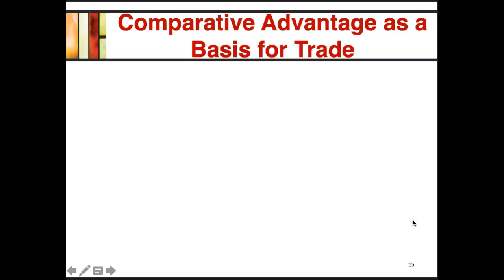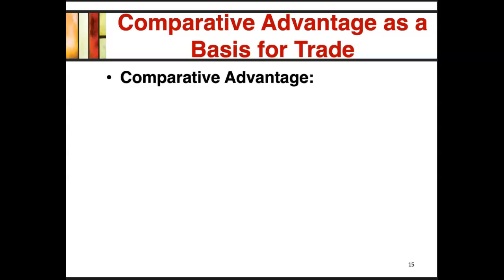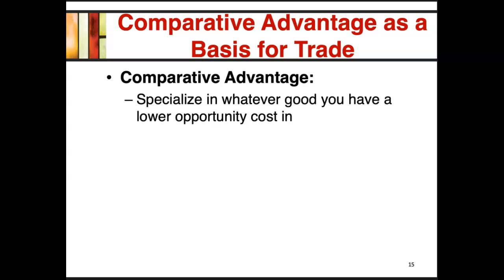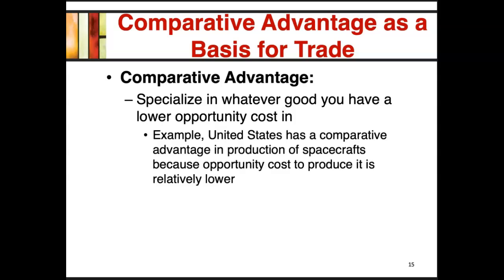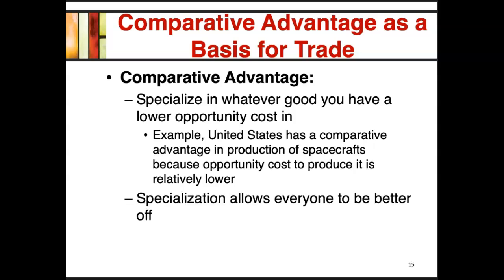We can apply comparative advantage to countries as well. Like I said earlier, France has a comparative advantage in producing wine because they have the right geography, climate, and experience to do so. So they should specialize in the production of wine. Specialize in whatever good you have a low opportunity cost in. The United States, for example, has a comparative advantage in the production of spacecrafts, so it makes sense for the United States to produce spacecrafts. Specialization tends to make everyone better off.